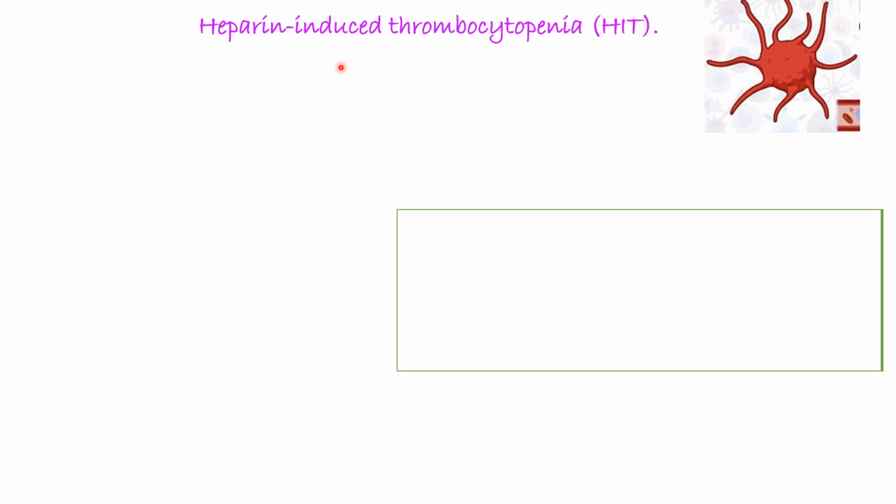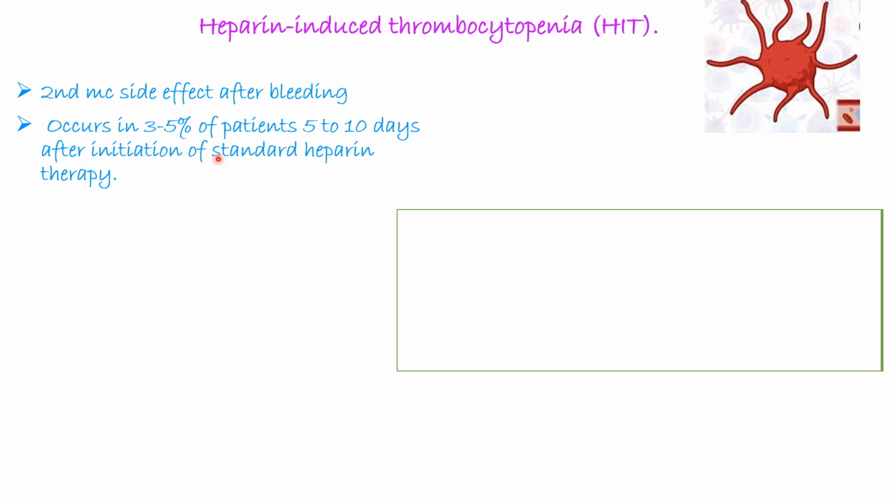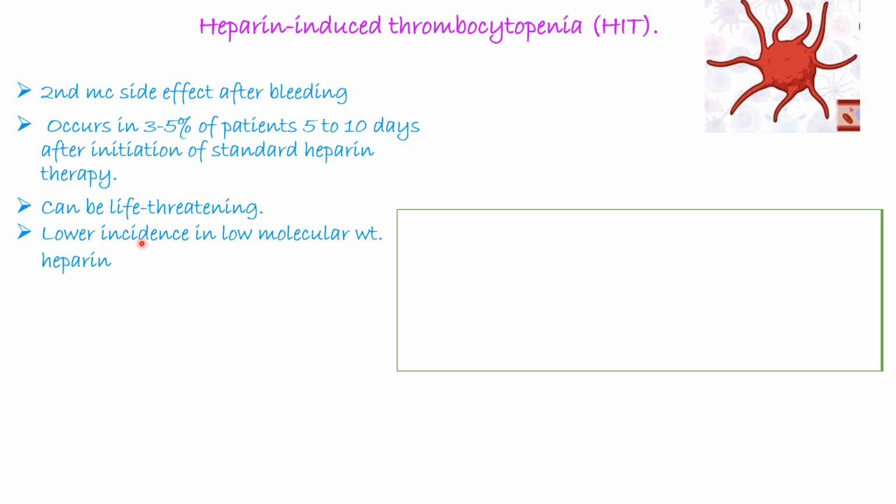Just to give an introduction, we have two types of heparin-induced thrombocytopenia, non-immune and immune. The one we are talking about today is the immune one. As we said previously, this is immune-mediated, and this immune one is usually life-threatening. It's the second most common side effect of heparins after bleeding, and it occurs in 3 to 5% of patients, 5 to 10 days after initiation of standard heparin therapy. And it can be life-threatening, as I've mentioned before. It has a lower incidence in low molecular weight heparin.